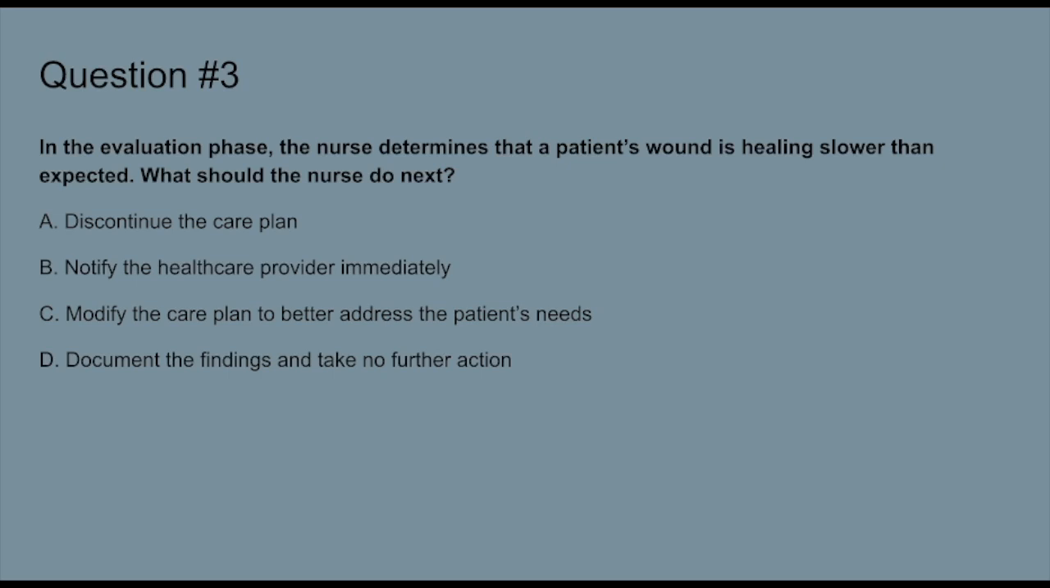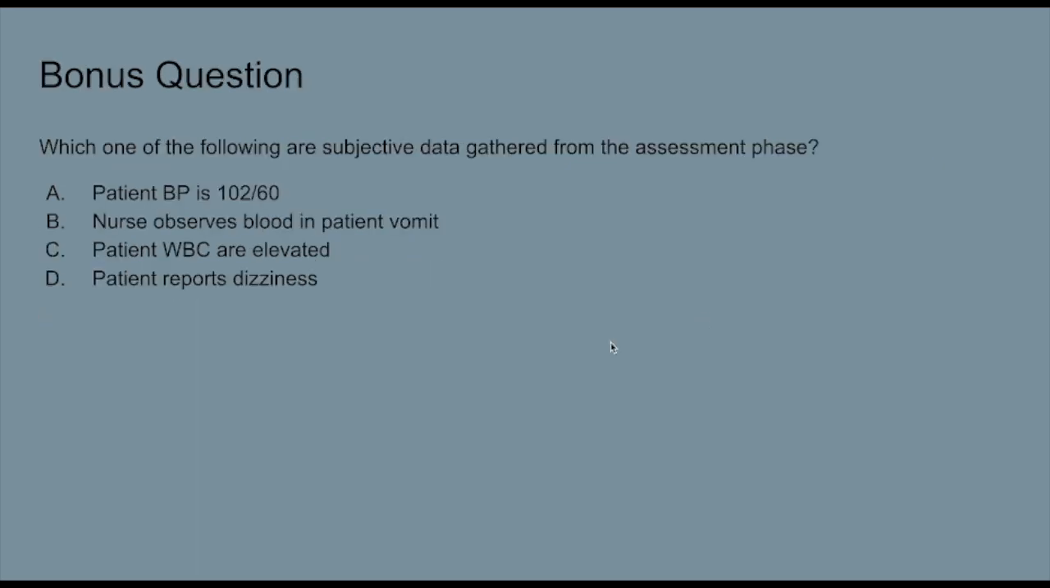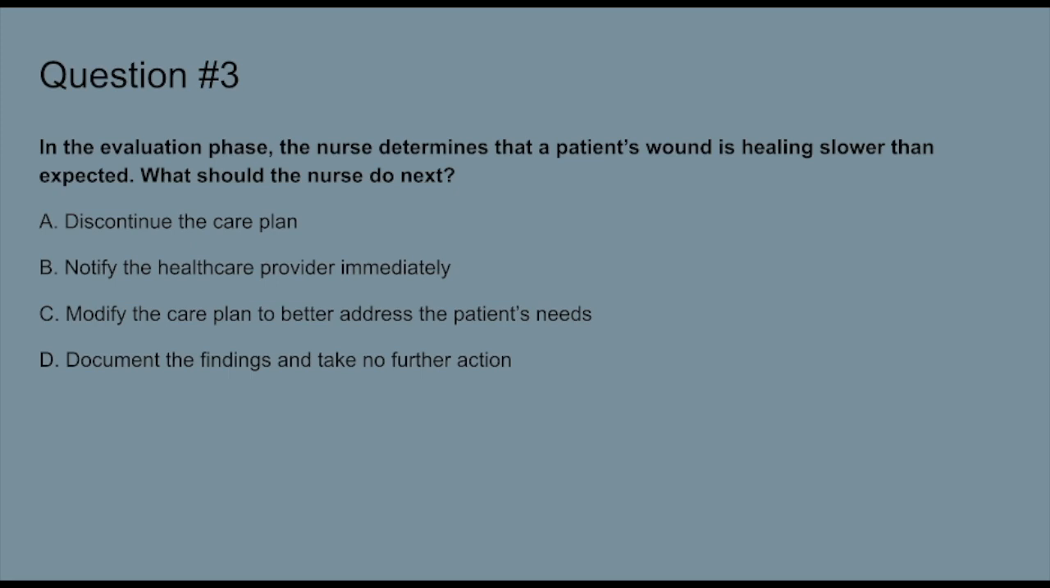All right, so the answer is C, modify the care plan to better address the patient's needs. So this goes back to the evaluation phase. So we realize that our patient's wound is healing slower than expected. So the best thing we do at this evaluation phase is go back to planning. And when we go back to planning, we're kind of modifying things.